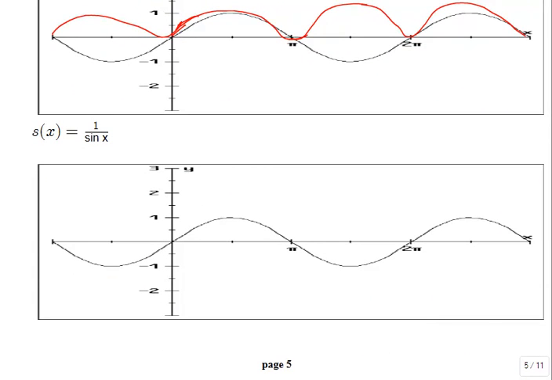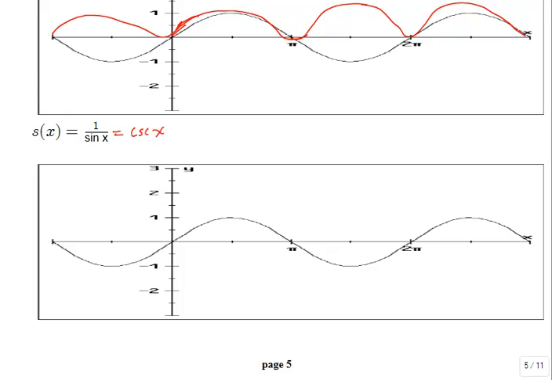Okay, finally let's take a look at the graph of 1 over sine of x. Now you should all know by now that that's the reciprocal of sine of x, which we also know as cosecant of x. So the graph that we come up with here for our answer is going to be what the graph of cosecant should look like.